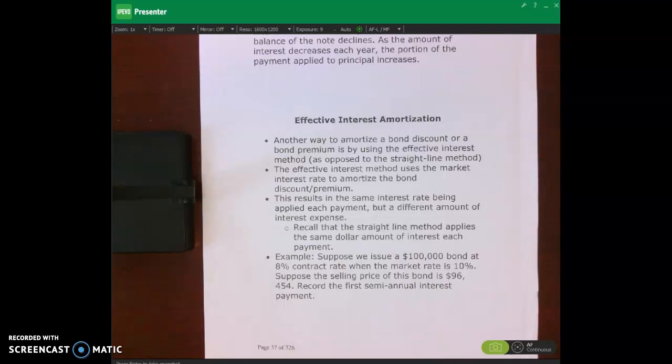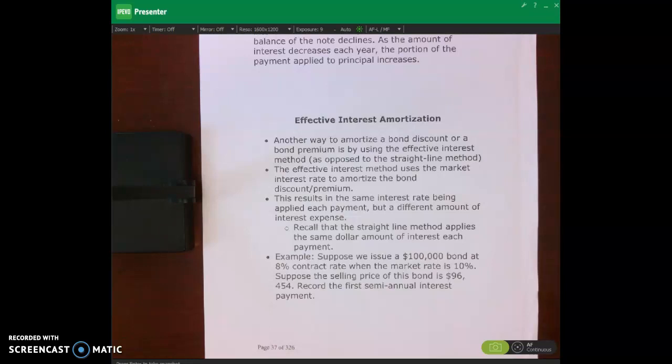Hello and welcome. In this lecture video, I'll talk about the effective interest amortization method. I'll talk about leases, and then we'll review some quick check problems. Okay. So as we were talking about in some earlier lecture videos, we talked about the straight line amortization method.